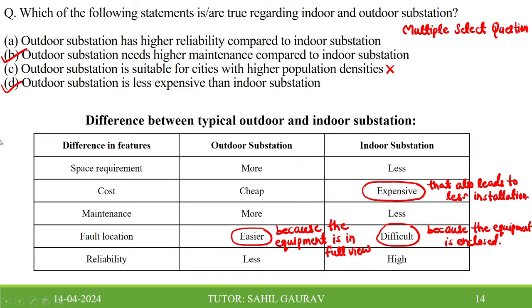Now another thing is that some problems are based on outdoor and indoor substations. One problem is given here for outdoor and indoor substations. You have to tell which of the following statements are true regarding indoor and outdoor substations. The first option is that outdoor substation has higher reliability compared to indoor substation.